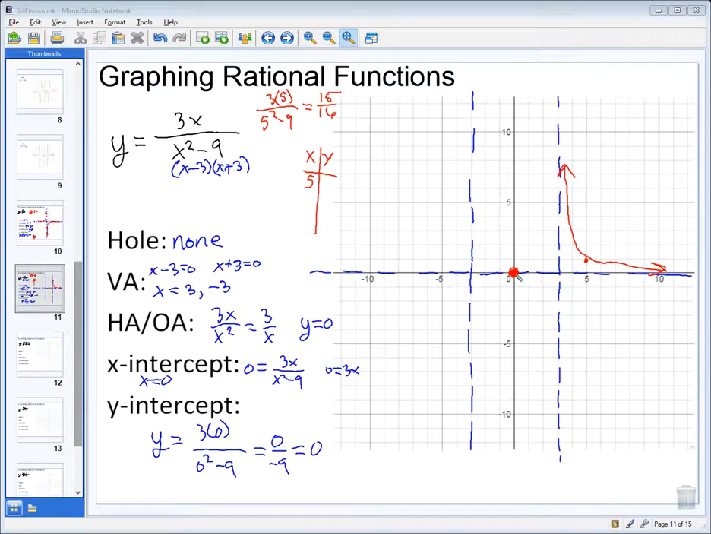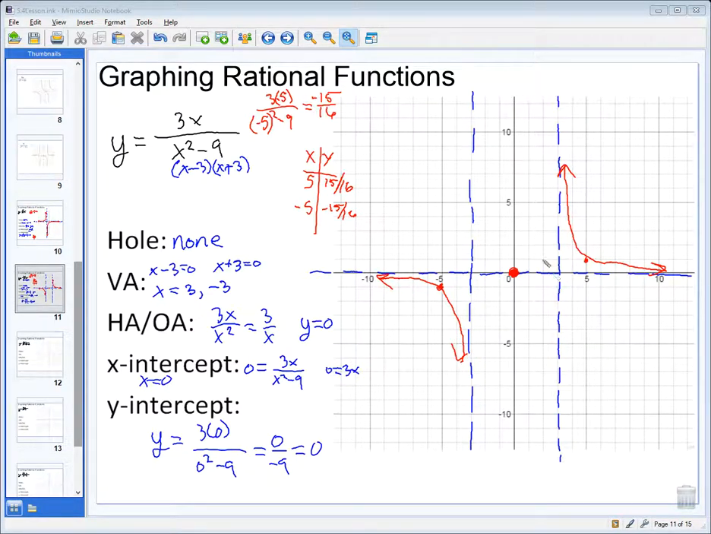Now I'm going to do the same thing. I'm going to plug in a negative 5. So if I plug in a negative 5, I'm just going to make this part up here negative. And then my negative 5 being squared is still 25 minus 9 is still 16. This becomes negative 15 sixteenths, which is almost negative 1. So my function goes like this.